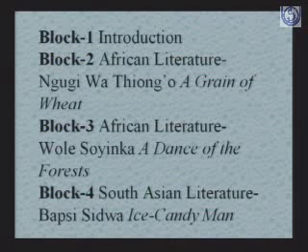So this is what basically we've spoken about in block 1. Now when we go on to block 2, we have taken up A Grain of Wheat by Ngugi wa Thiong'o as the representative text, and this is one of the most interesting novels that has come out of Africa.